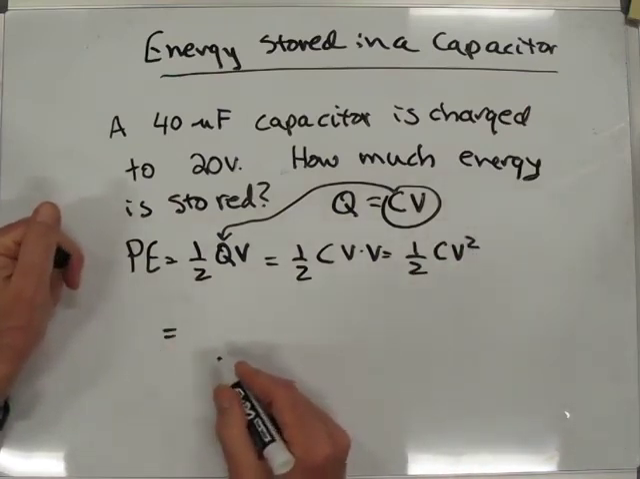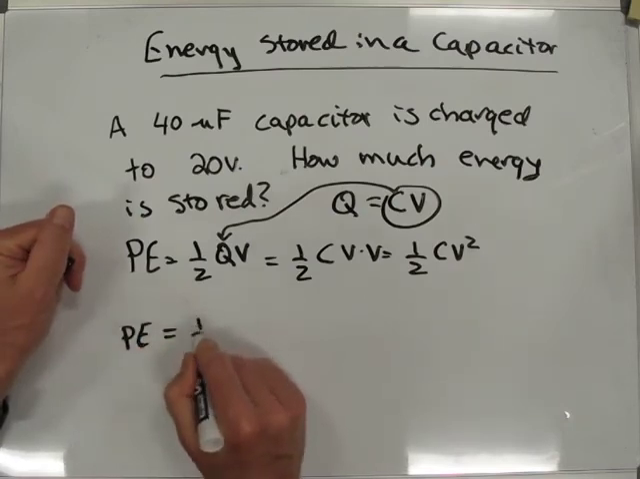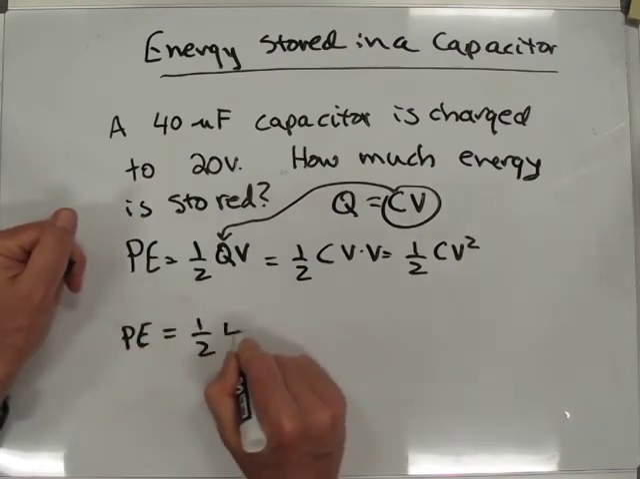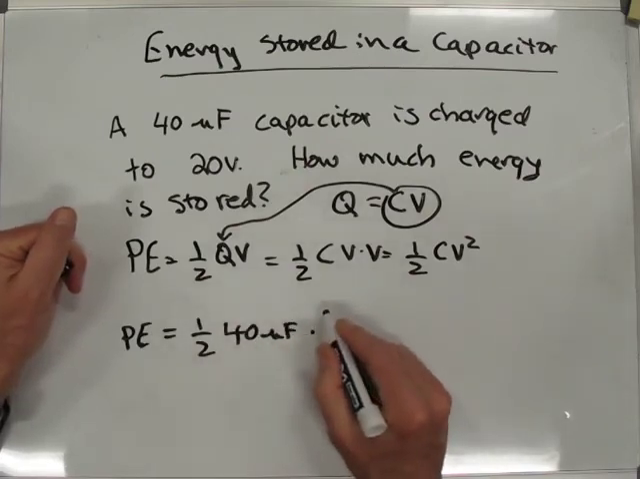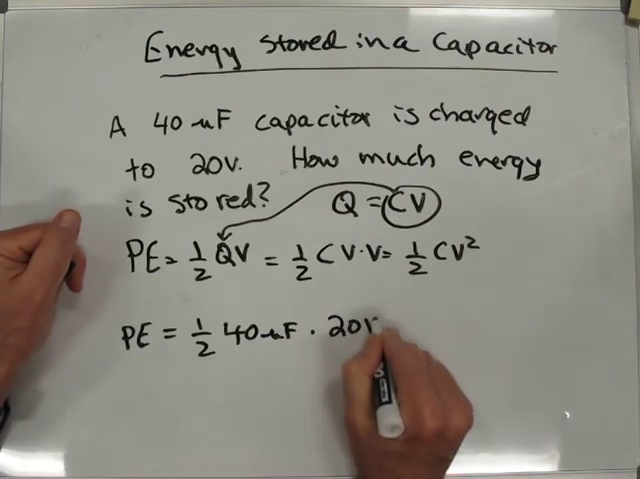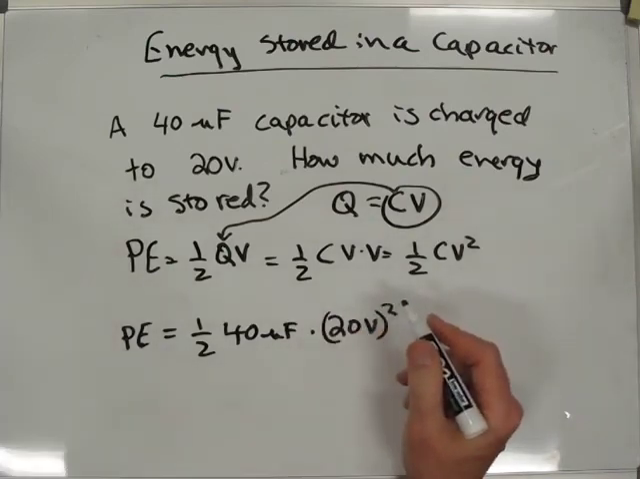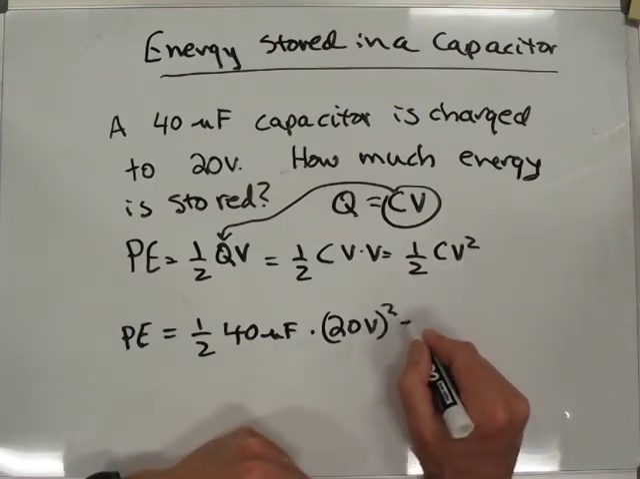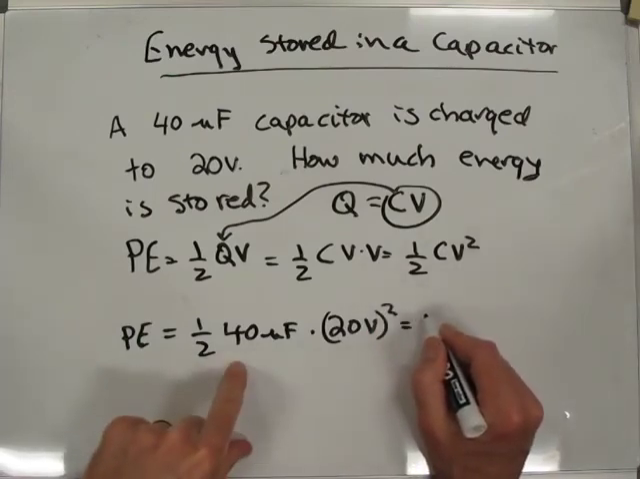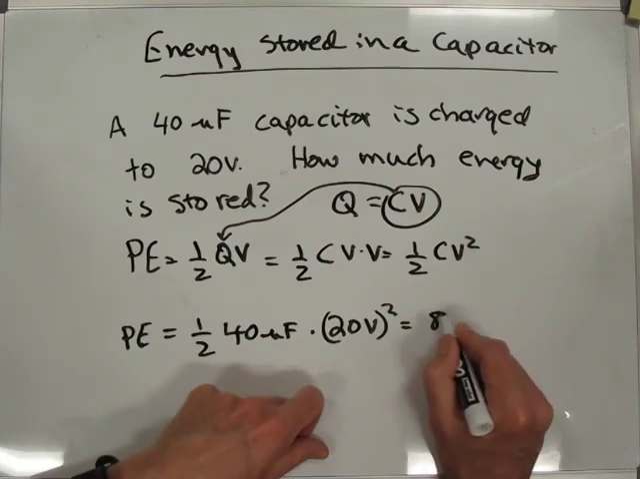And so I get the potential energy stored is equal to 1/2 times 40 microfarads times 20 volts squared. Right, I should probably do all my units here. So this is 1/2 times 40 is 20. 20 squared is 400 times 20. Is that 8,000?